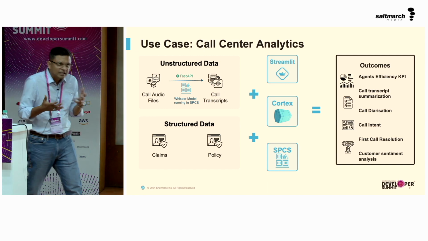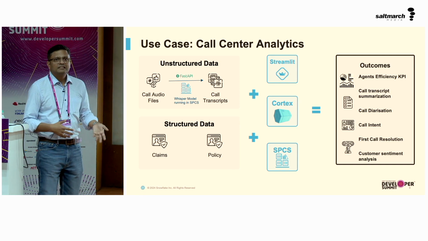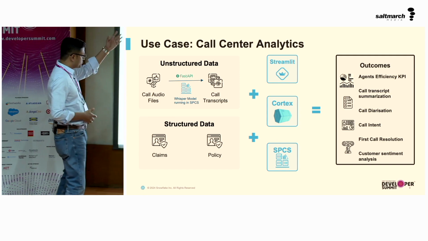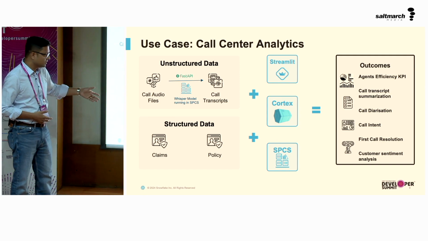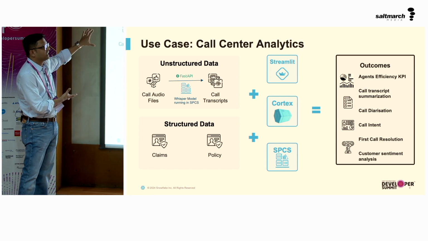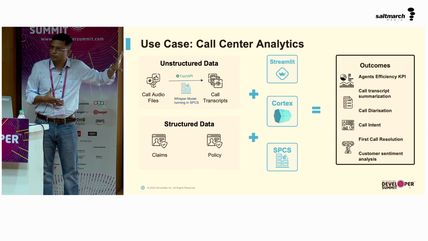Now at the bottom of it, you see the structured data. That is something which is enterprise data, right? That is your claims and policy information, all within the enterprise. Now, how did we solve it? We used Streamlit, Cortex, and SPCS together to merge the unstructured data that we have got over here with your structured data and try to solve the problem. How did we do it is in the next slide.